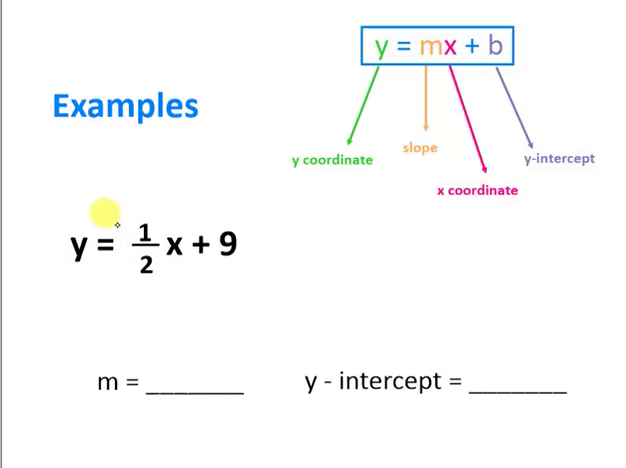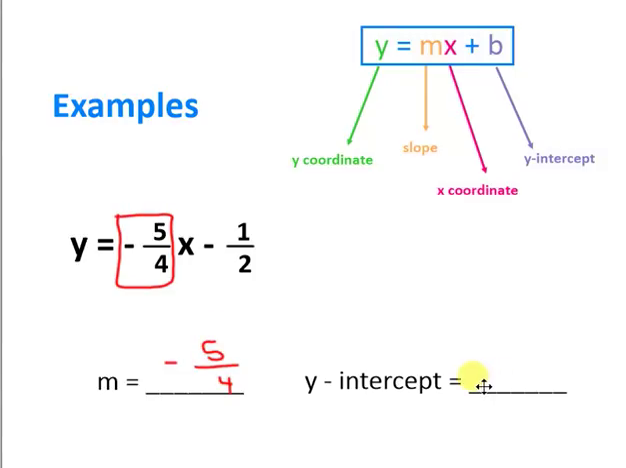All right, so here our slope is going to be positive 1/2, and where it's going to hit the y-axis is at positive 9. So our b equals positive 9. All right, so here our slope is negative 5/4. And here our y-intercept is negative 1/2.